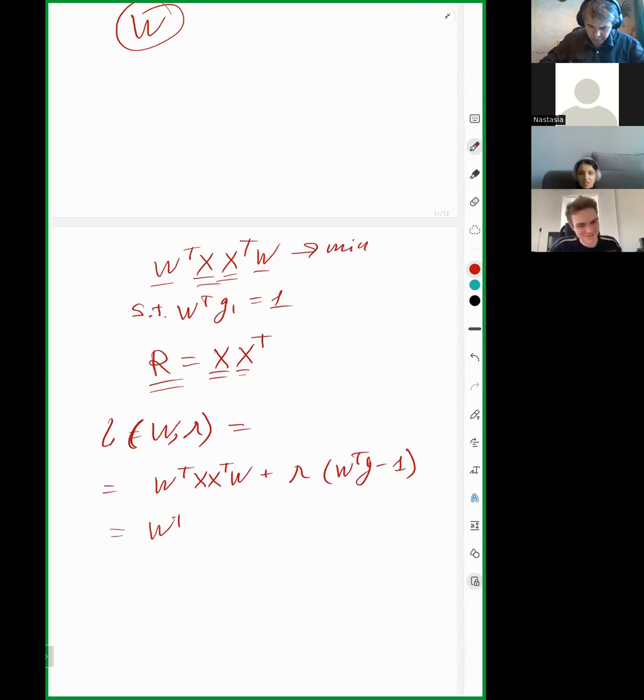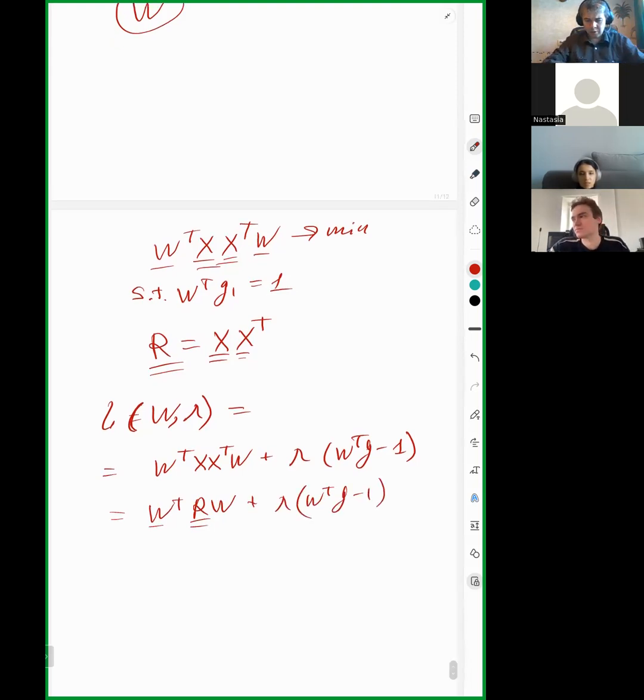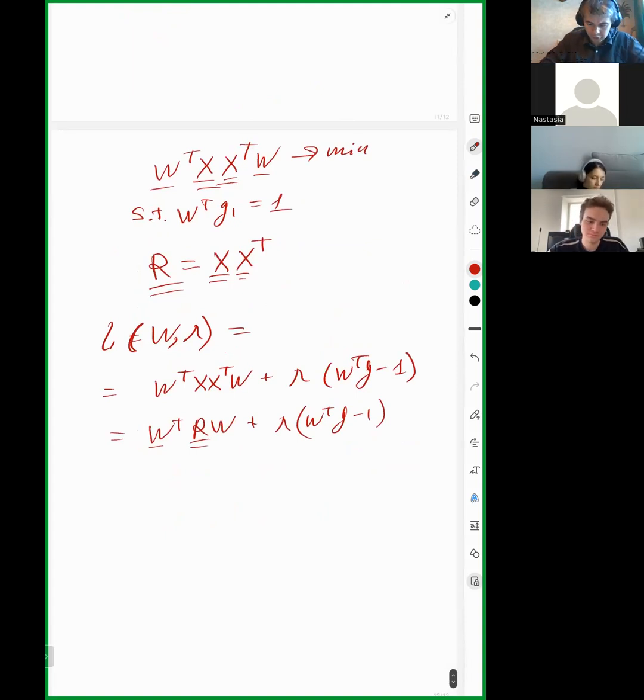You will rewrite it as W transpose R times W, plus lambda times W transpose G minus 1. Well, this is the thing. You just expanded your optimization problem. You didn't know the W's, and now you have yet another unknown, lambda. Lambda is where the minimum also occurs. So you have two sets of variables, W and lambda, but you approach it very formally, the same thing. You take the derivative of this with respect to lambda.